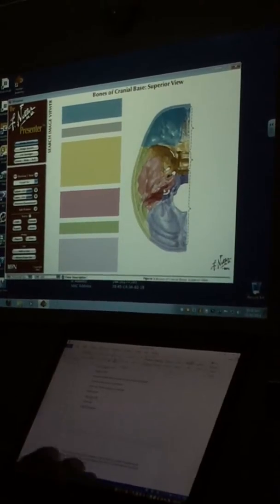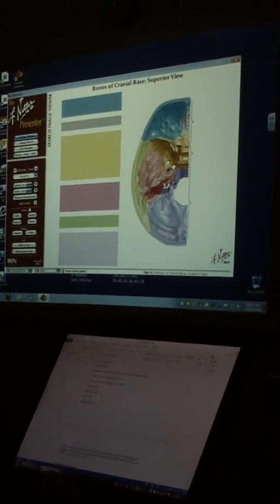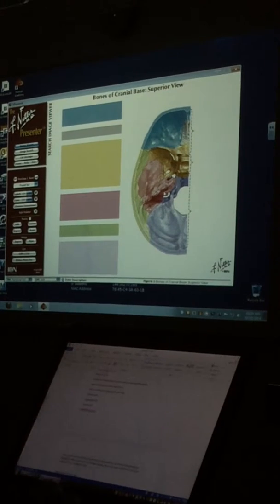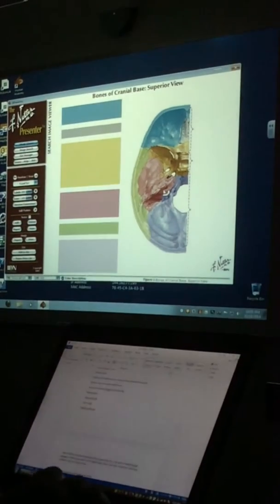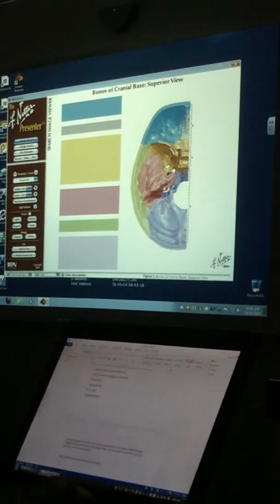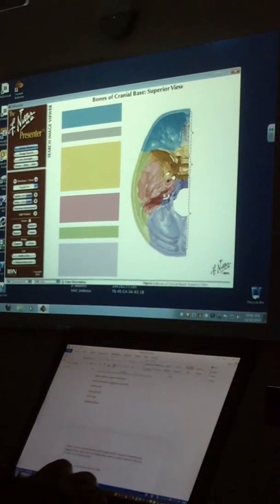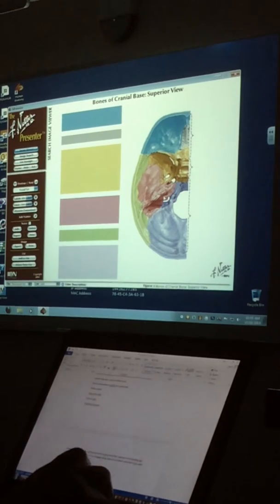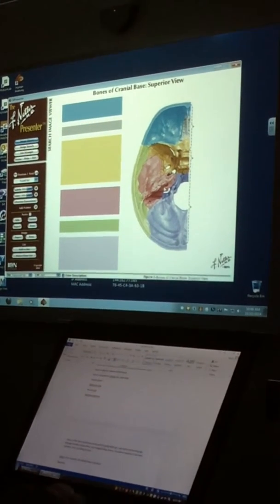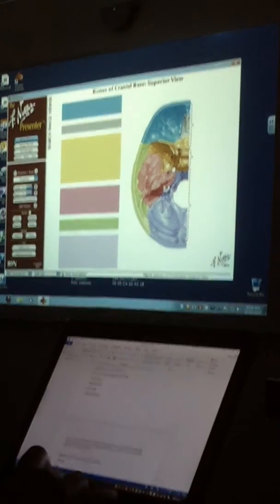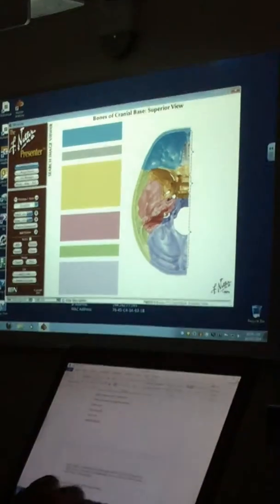Okay, so let me go back to the temporal now. Temporal bone is the squamous portion, right? The zygomatic process, true, on the outside. And then the mastoid process, the styloid process, correct? And then on the inside, what's the big one, is the Petrus portion of the temporal. Okay? So that pretty much takes care of all that.